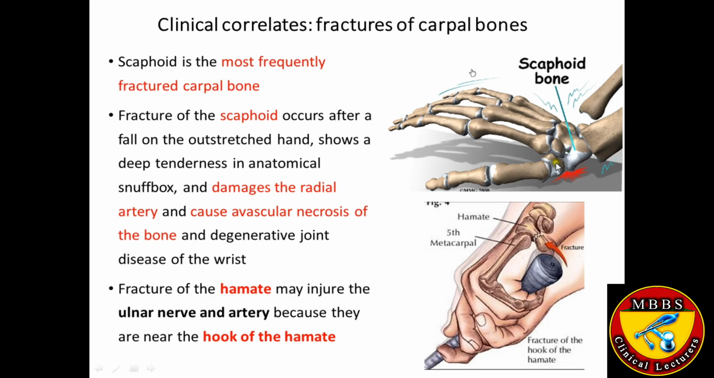And when the radial artery becomes damaged, the supply area of the radial artery becomes affected, and degenerative disease of the wrist joint may occur, but the degenerative changes are very rare.